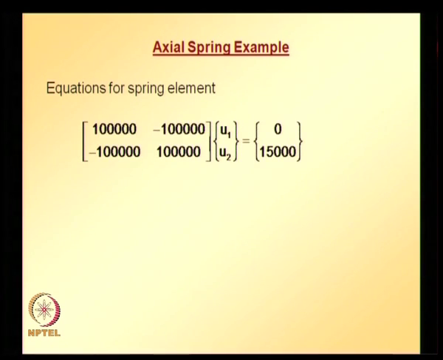Spring element stiffness matrix is k times [1, -1; -1, 1]. So, you find the spring constant for the spring element, substitute that, and you get this equation system. Here, if you see the spring element at node 2, this force of 15,000 pounds is acting, that is why this is shown as a contribution to the spring element.